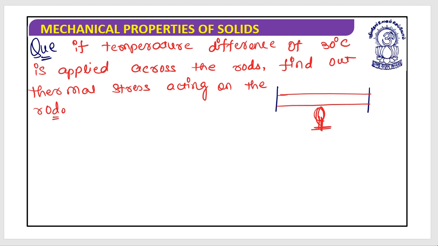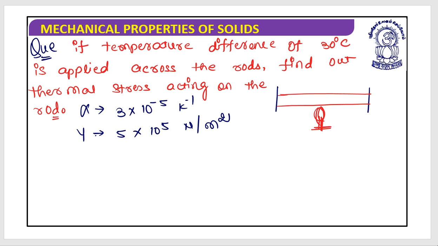Let's suppose they have given me one more thing. Alpha is equal to 3 into 10 to the power minus 5 Kelvin inverse, and the Young's modulus is equal to 5 into 10 to the power 5 Newton per meter square. So what I need to find out is the thermal stress.